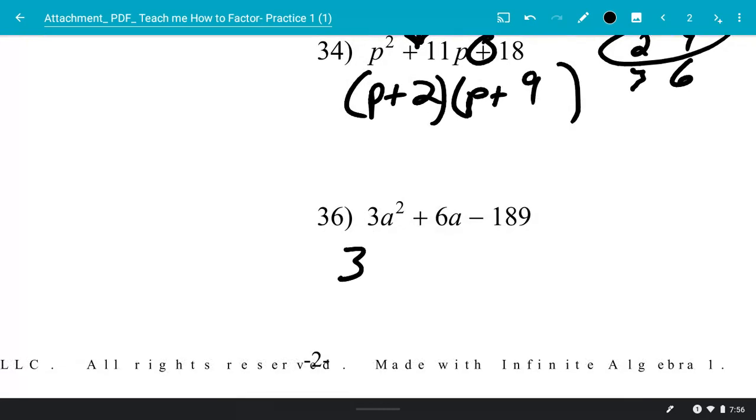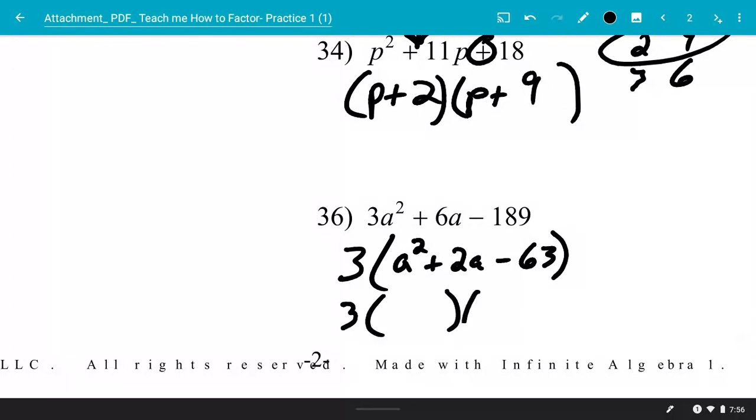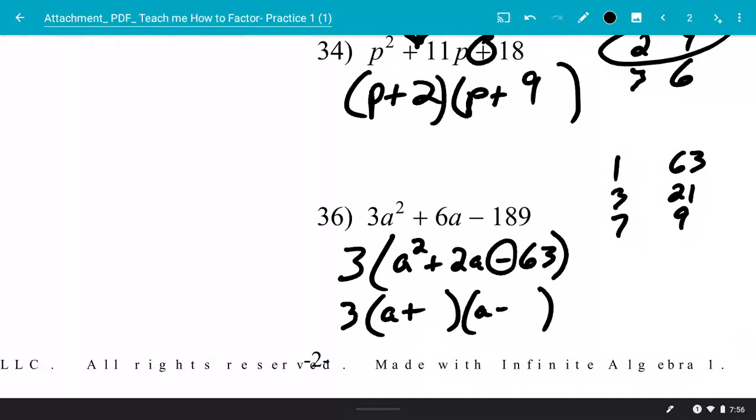Last one, number 36. Is there a GCF? Yes, I can pull out that 3. Left with a squared plus 2a minus 63. Pull down that 3, split the signs. A, signs are opposite. Plus and minus. Factors of 63: 1 and 63, 3 and 21, 7 times 9. Which of those come together to get me a 2? 7 and 9. Larger number gets the sign from the middle.